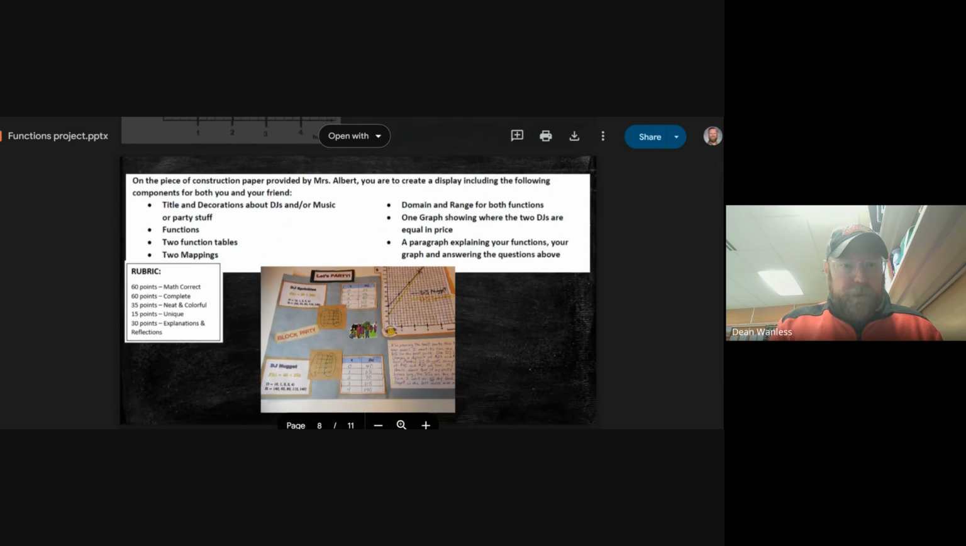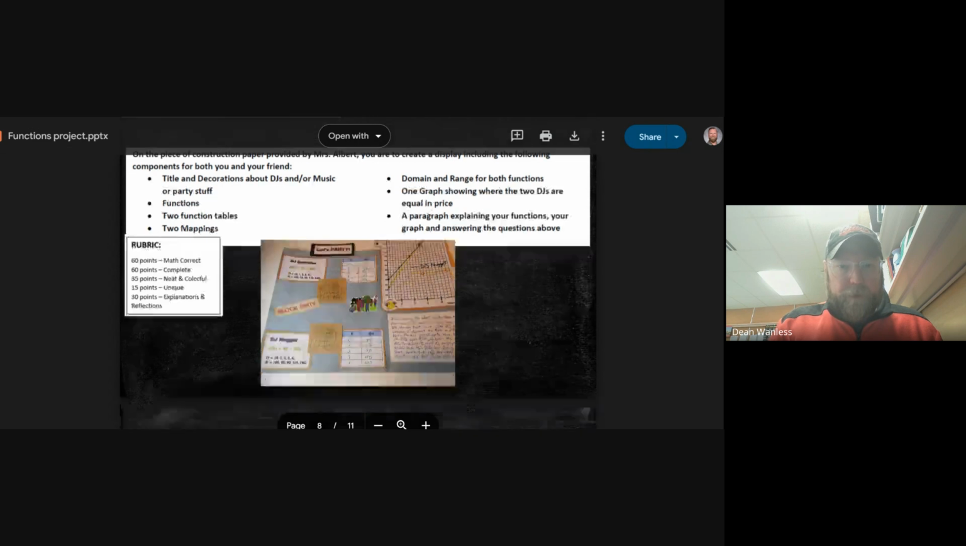And then this is the same thing, right? Title and decorations about DJ or music stuff. You've got to have functions, two function tables, two mappings, domain and range for each one, a graph showing where the DJs are equal in price, that break-even point, and then a paragraph explaining.